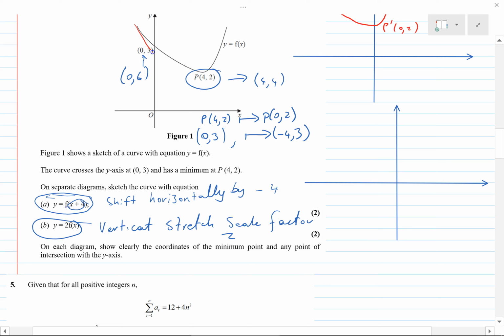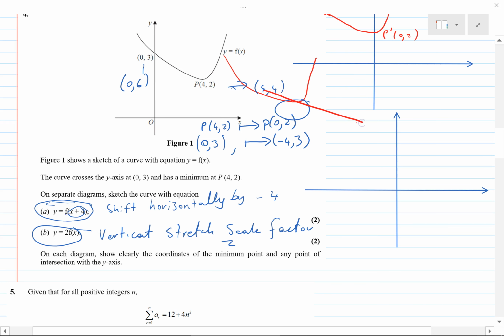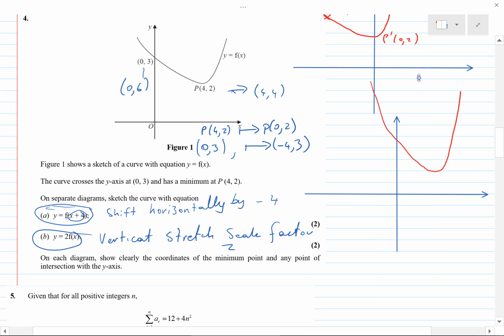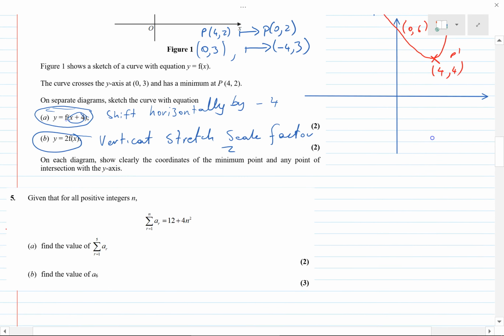Okay, so if I was to draw that, it's going to be stretched up by 2, so it's going to be more in that shape. But I don't think you need to have drawn it like that. The main thing is that we actually mark on the points. This is (0, 6), and this is the point (4, 4). Okay, and that's that question done.